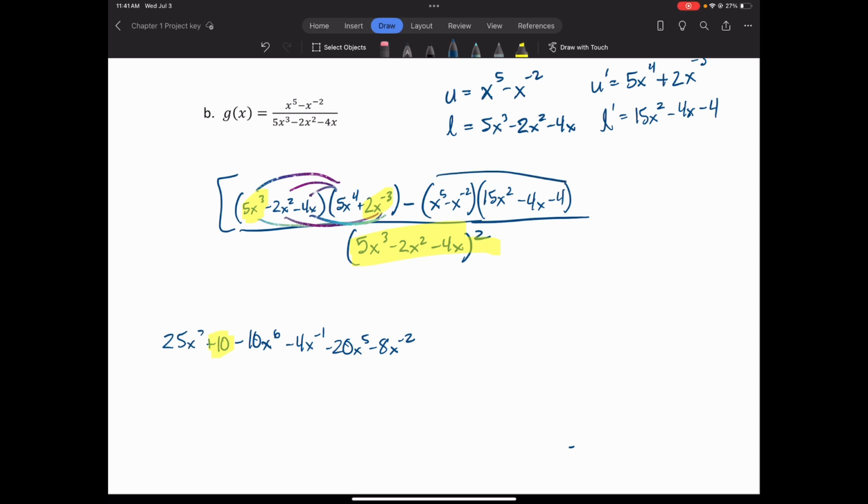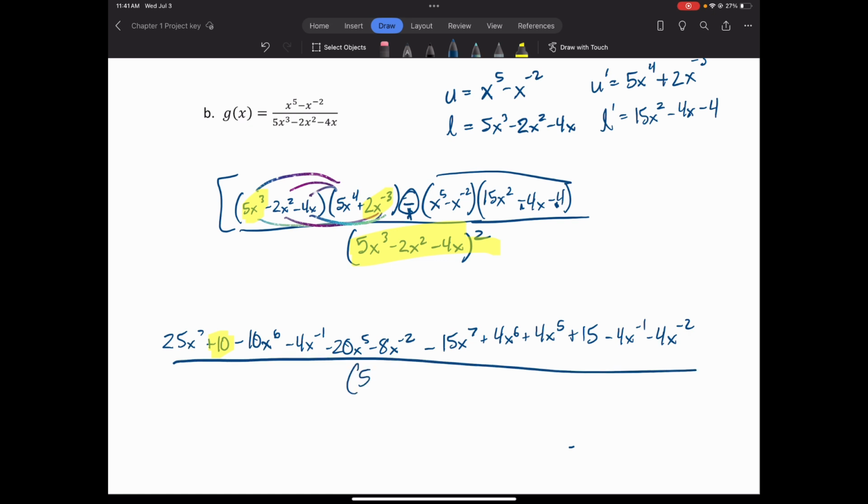Okay, next. So now let's look at this piece. When I multiply those two, remember, after I multiply, I'm then going to subtract them. So I get minus 15x to the 7th plus 4x to the 6th plus 4x to the 5th. These end up becoming positive because you've got this negative canceling out with these negatives. Okay, keep going. Plus 15. Once again, that's because I have an x to the negative 2 times x to the positive 2. Minus 4x to the negative 1st minus 4x to the negative 2nd. Okay, and that's all still over the denominator. Once again, don't mess with the denominator. Just leave it the same.